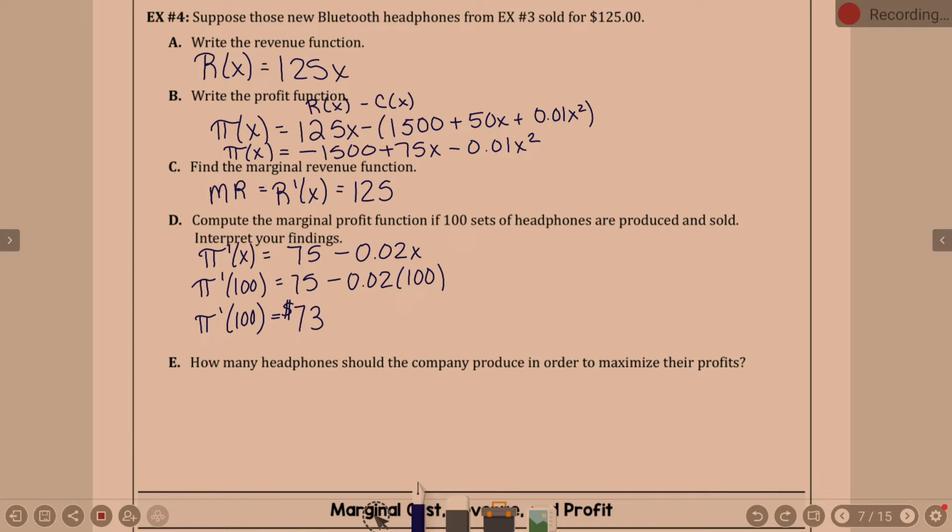How do we interpret this? That's been a big thing lately, right? Putting it all in words. When 100 headphone sets are produced and sold, what's happening? If nothing else, just think this is the derivative of profit. What do you think? Profit is increasing $73 per set. Yep. Profit is increasing. The only other word I had in there is at a rate of $73 per set.